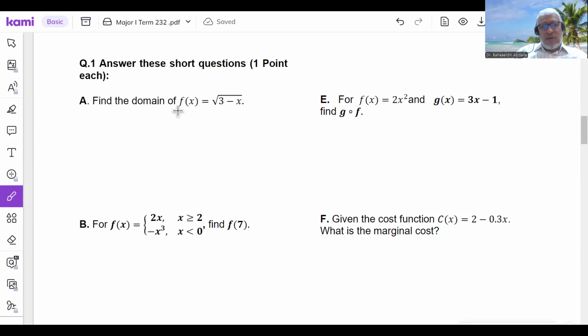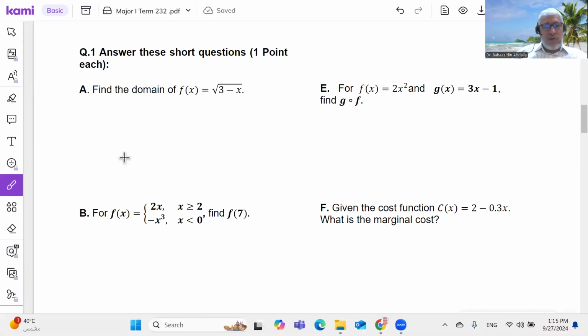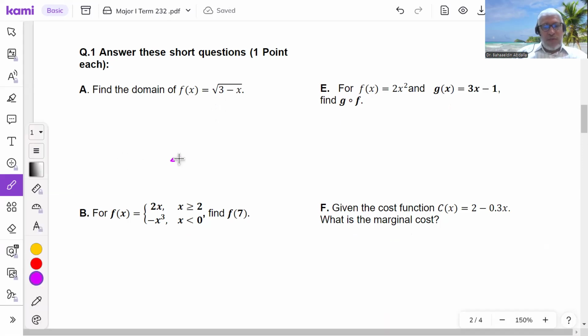But if you try to find f of 4, for example, f of 4 would be square root of 3 minus 4. That's negative 1. Square root of minus 1 is not a real number. So the calculator, if you are in the real mode, will tell you that there is no answer.